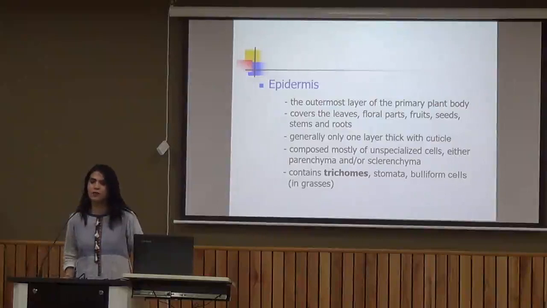But we can also say it is present in the outermost layer of the primary plant body. It covers the leaves, floral parts, fruit, seeds, etc. In some cases it might be covered with cuticle, especially in the case of desert plants. What might be the reason? Because the cuticle prevents the loss of water. And then we also have many kinds of unspecialized cells, for example, parenchyma, collenchyma, sclerenchyma, etc.